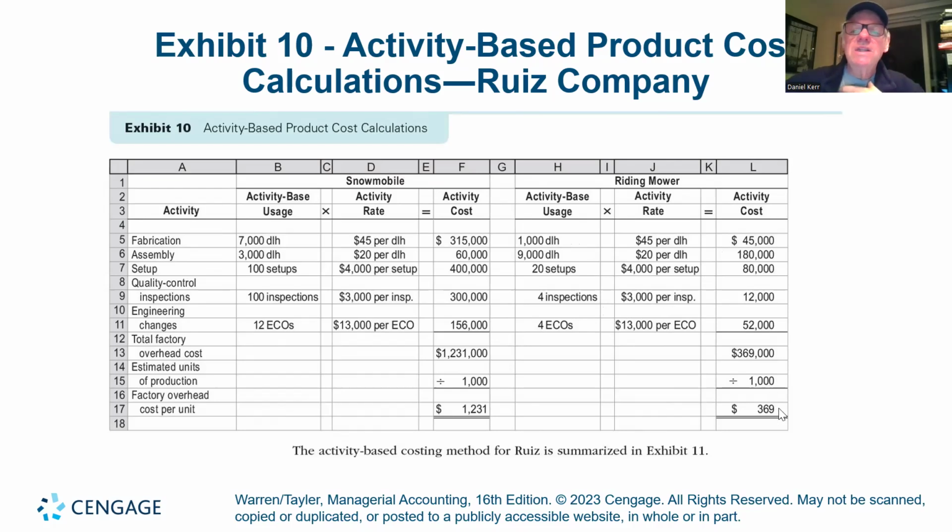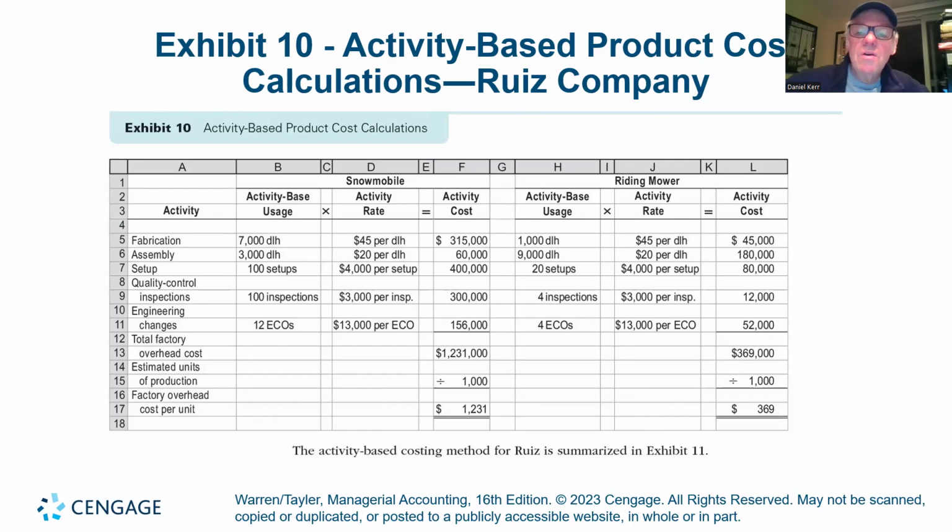Now, if you remember this example, when we started out, we used a single plant-wide rate. We actually came up with an overhead that was the same for each product. When you notice, when you do activity-based, it's far different. And the cost of the snowmobile for overhead is significantly higher than it is for riding mowers. And that has to do with the fact that if you look up above, look at the difference in the cost. So we had fabrication costs for snowmobiles of 315,000, whereas for riding mowers it was only 45,000.